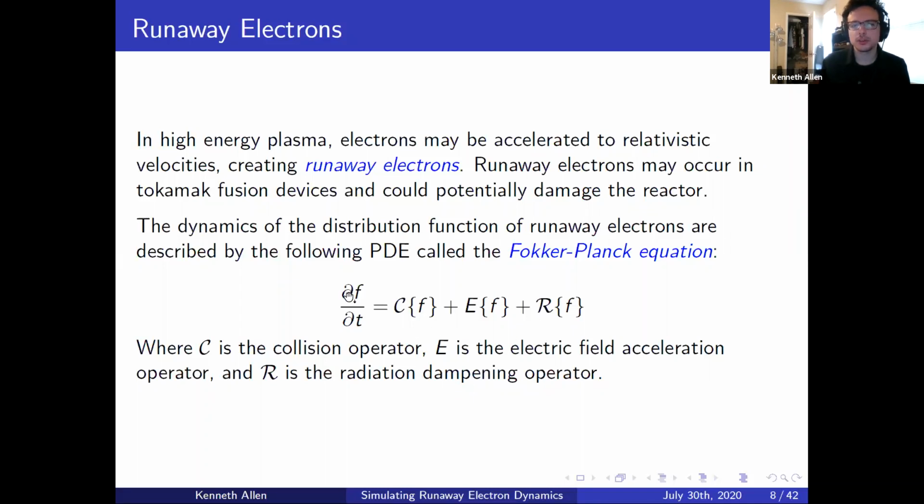So we have the partial derivative of F, which is the distribution function of the electrons. The derivative with respect to time is equal to the sum of these 3 operators: the collision operator, the electric field operator, and the radiation damping operator. These operators all have partial derivatives, but I will come back to talking about these in more detail.